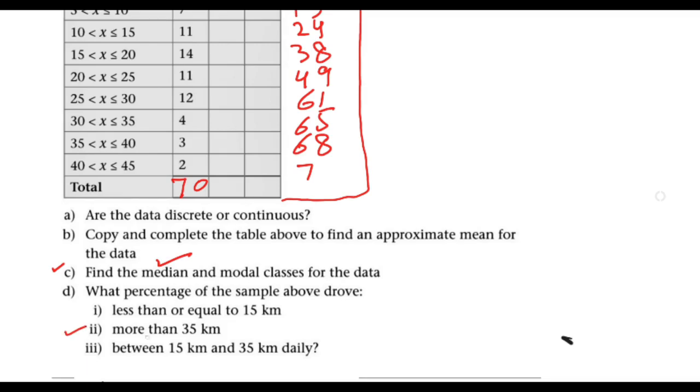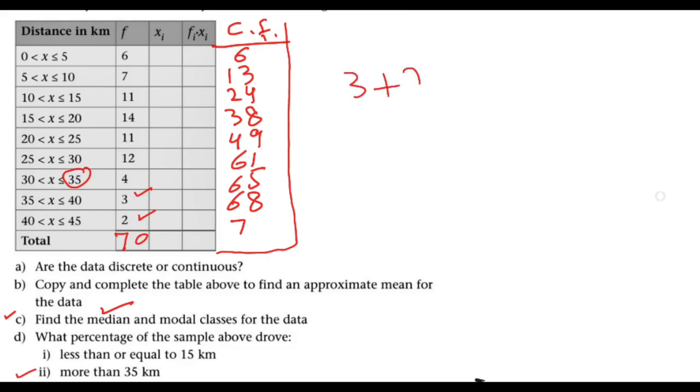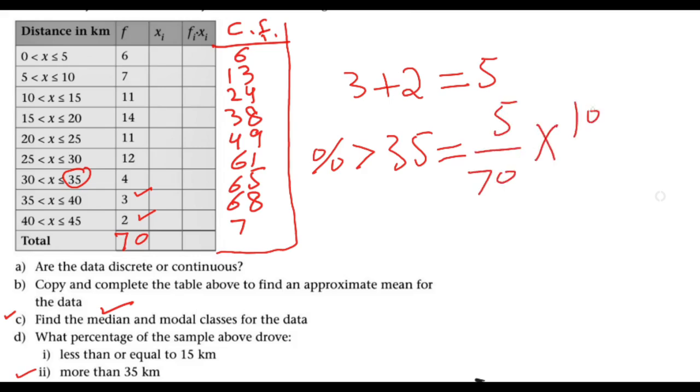The second part of the question, more than 35 kilometers. So the more than 35 now. 35 not included, more than 35. This is 35, more than 35. That will be 3 plus 2, which is equal to 5. So the percentage more than 35, 35 not included, is 5 over 70 multiply 100.